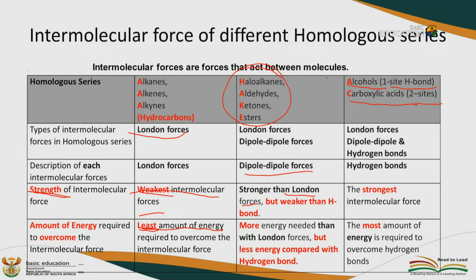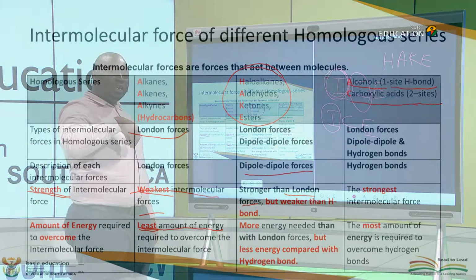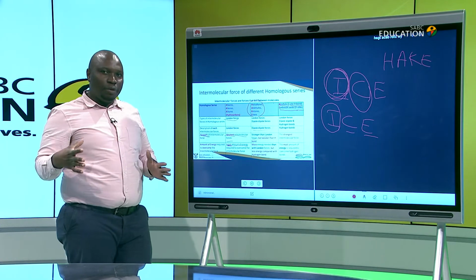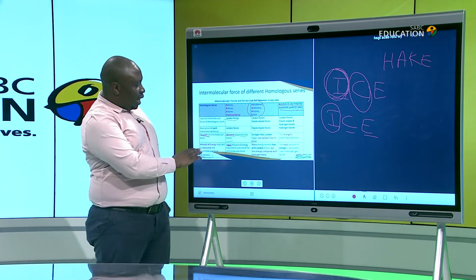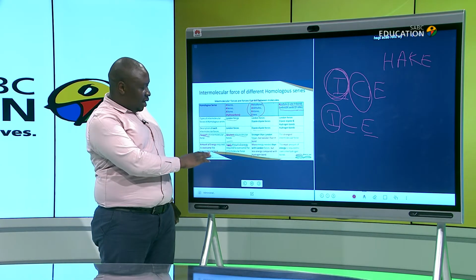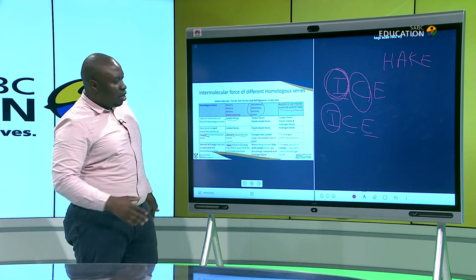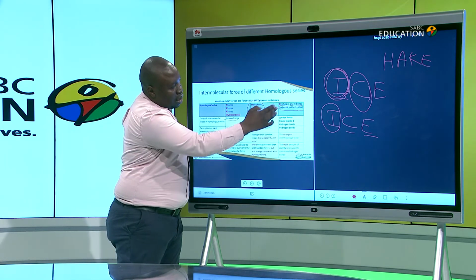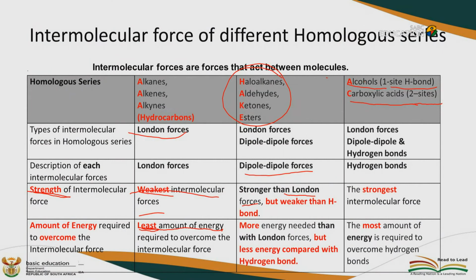The last E there is for energy. You must be able to talk about the amount of energy required. Remember, the energy is required to overcome the intermolecular force, so the amount will depend on the strength of the intermolecular force. For example, for alcohols and carboxylic acids with hydrogen bond, more energy will be required to overcome the intermolecular force.